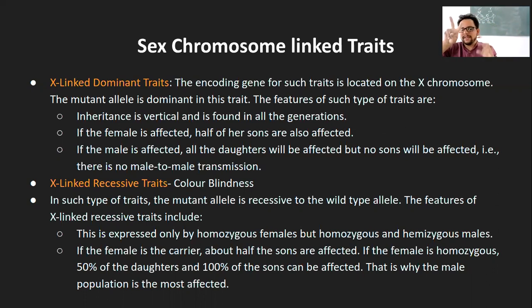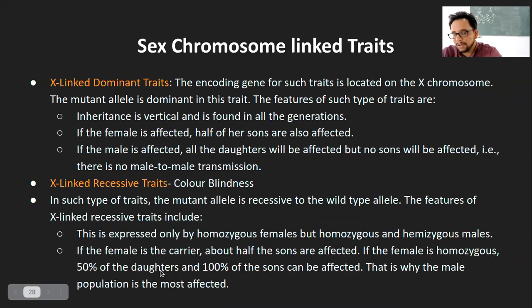Out of these two sons, only one of the sons is affected, because the female is the carrier. And if the female is homozygous, then 50% of daughters and 100% of the sons are affected. Again, in the case of a male, one of the affected alleles from this homozygous mother will go to the son. Only one copy is there, so it is going to show the phenotype. So 100% of the sons will be affected, and only 50% of the daughters are affected.